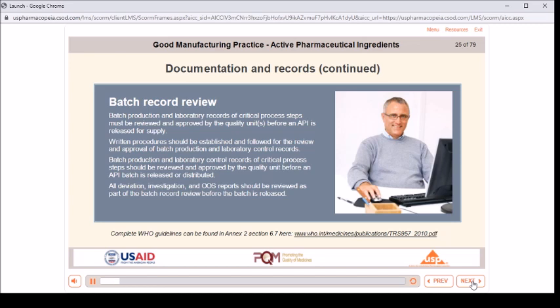Documentation and records. Continued. Batch record review. Batch production and laboratory records of critical process steps must be reviewed and approved by the quality unit before an API is released for supply. Written procedures should be established and followed for the review and approval of batch production and laboratory control records. Batch production and laboratory control records of critical process steps should be reviewed and approved by the quality unit before an API batch is released or distributed. All deviation, investigation, and OOS reports should be reviewed as part of the batch record review before the batch is released.